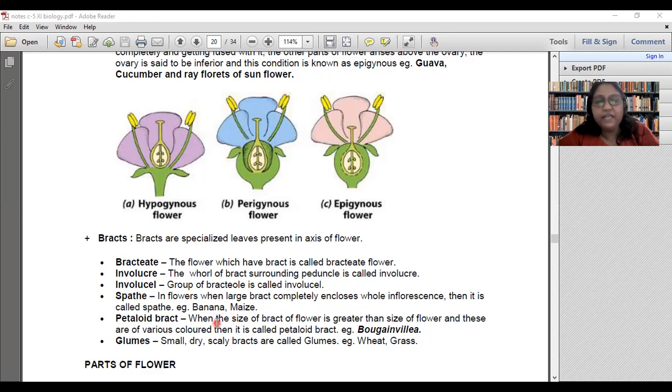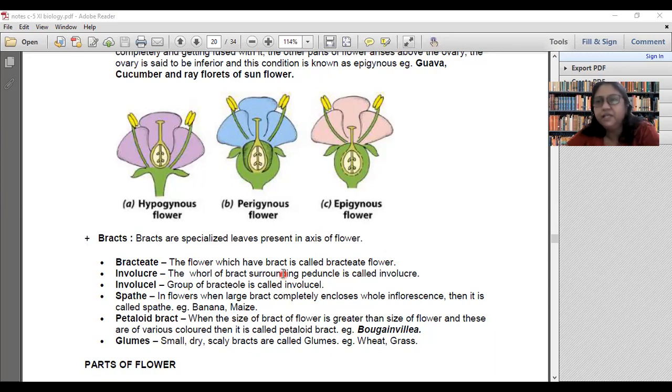If in any case the large bract is covering the whole inflorescence... Have you ever seen bhutta, maize? Yes, ma'am. If you look into bhutta, you need to peel off some covering, inside which seeds are present. Those leafy coverings are nothing but bract.